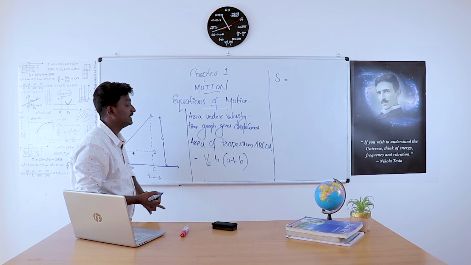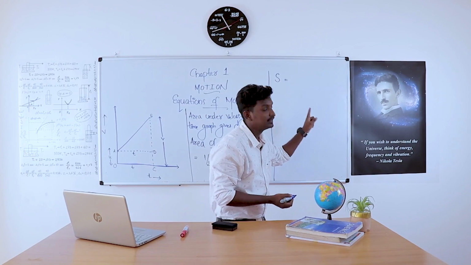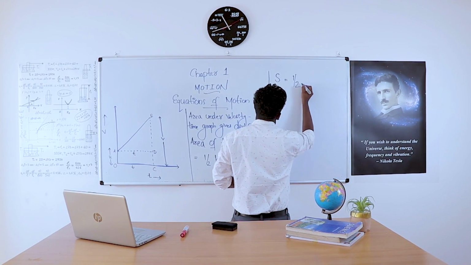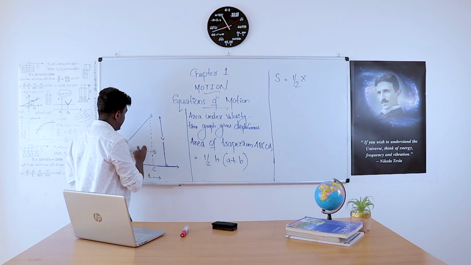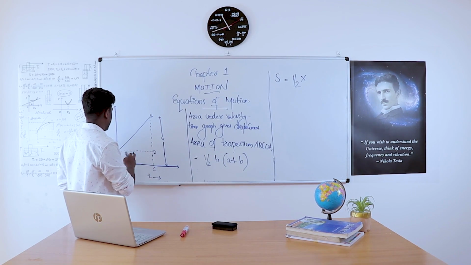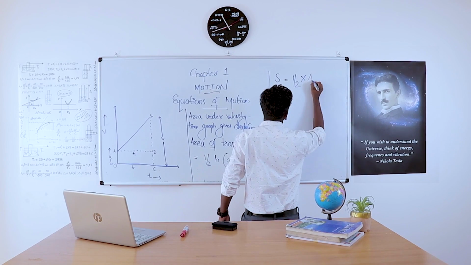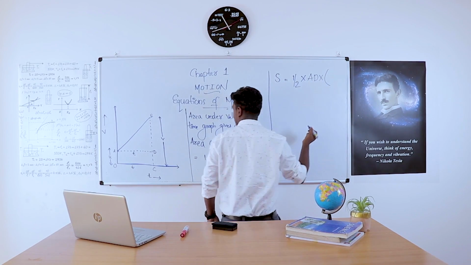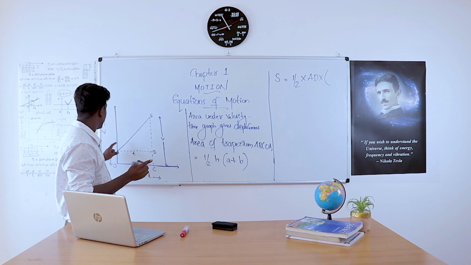Therefore, that area gives displacement. Displacement is denoted as S. Therefore, S is equal to half into h, which means the distance between these two parallel sides. That is AD or OC. We can take AD or OC, into a plus b. a and b are the lengths of the parallel sides.